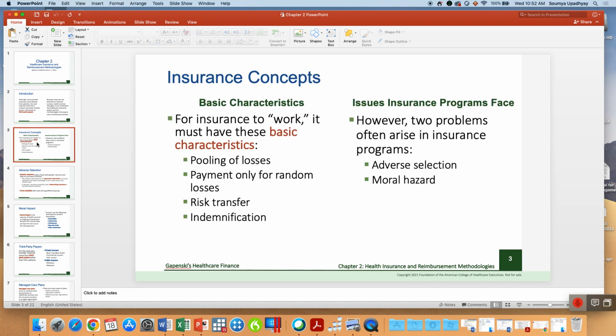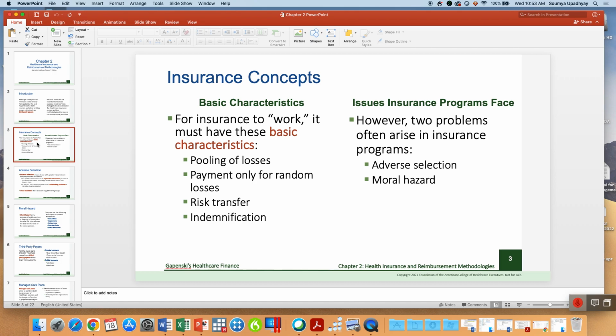So there are some basic characteristics of insurance. For insurance to work, there should be a pooling of losses. When we talk about pooling of losses, we are saying that your losses should be spread over a large group of individuals. Payment only for random losses. If there is any unforeseen, unexpected occurrence by chance, the payment by insurers will be done only for that.